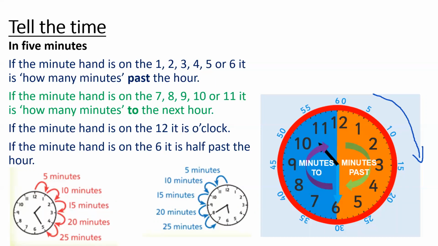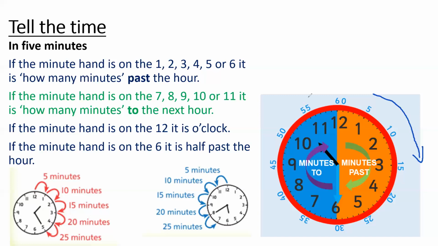And you can see that here with this clock. So it's 5, then 2, 10 minutes, 3, 15 minutes, or quarter past, 4, 20 minutes and 5, 25 minutes. So any of these numbers, 1, 2, 3, 4, 5, and 6 are all past the hour, up to half past. So at the moment, our hour hand is between the 1 and 2. The minute hand is on the 5, so we can say it's 25 minutes past 1.